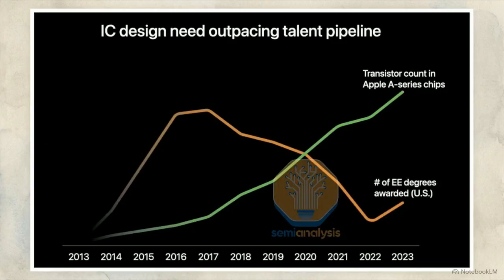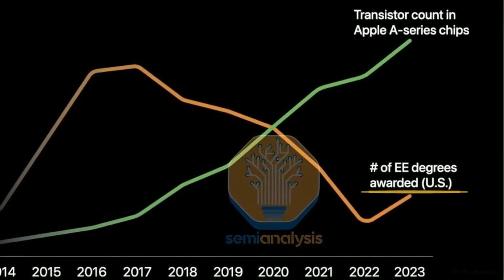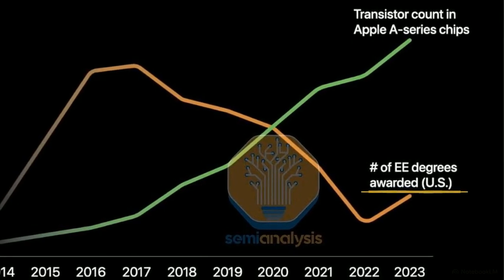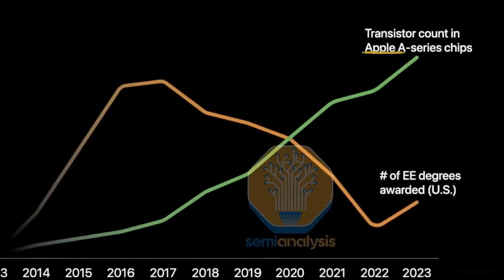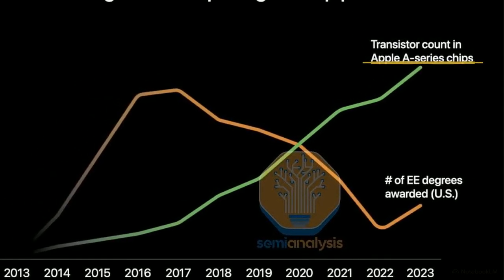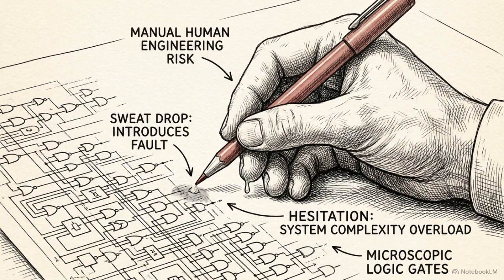This graph charts the intersection of rising transistor counts against qualified engineers. Notice the descending orange line representing U.S. electrical engineering degrees awarded. The talent pipeline is shrinking. Contrast that against the aggressively ascending green line of Apple's transistor counts scaling sharply upward. Relying entirely on manual human engineering carries immense temporal and financial risk.